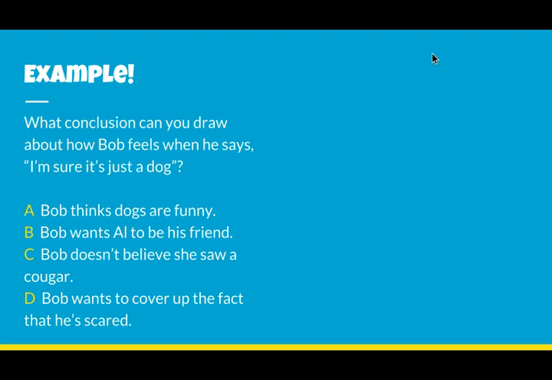A. Bob thinks dogs are funny. B. Bob wants Al to be his friend. C. Bob doesn't believe she saw a cougar. Or D. Bob wants to cover up the fact that he's scared.